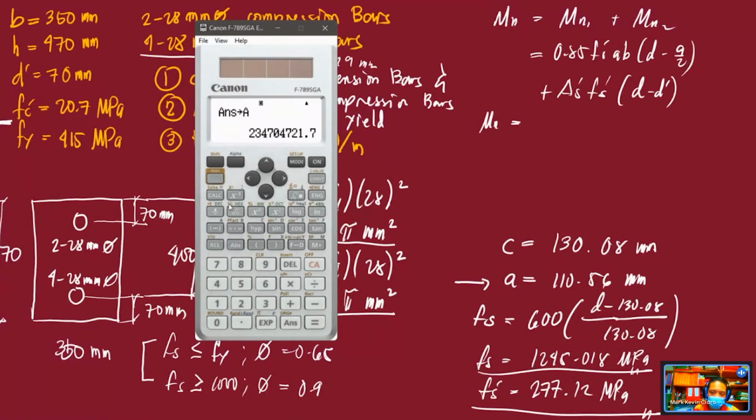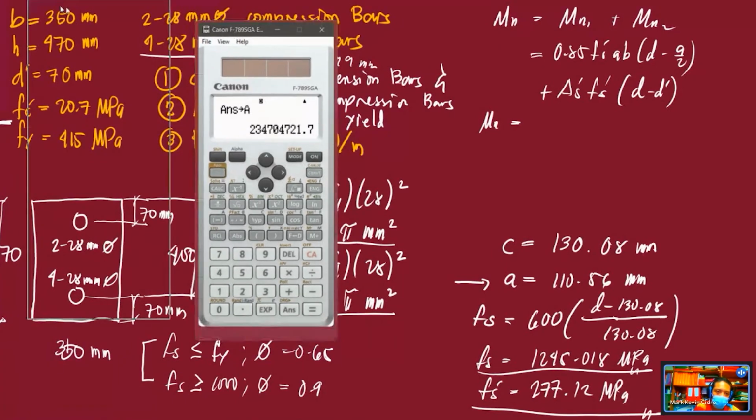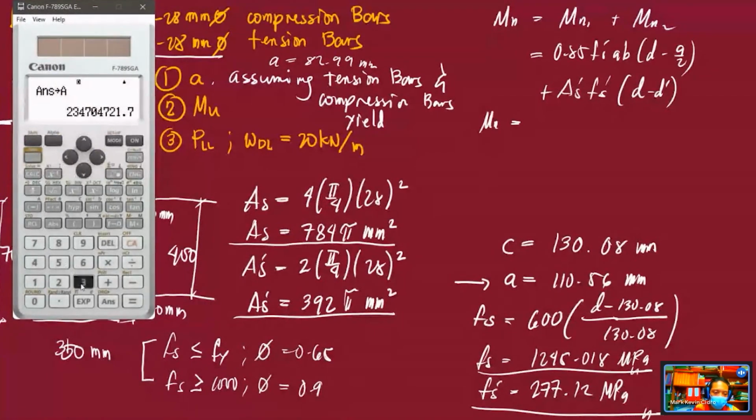Now, I will solve for the value of your Mn2. The value of your Mn2 is equal to As', which is 3392 pi, multiplied by fs'. We already solved for fs', right? 277.12 multiplied by d minus d'. d is 400, d' is 70. Okay, this one I'll store as the value of B. So your sum, A plus B, is equal to this one. This is in Newton-mm.